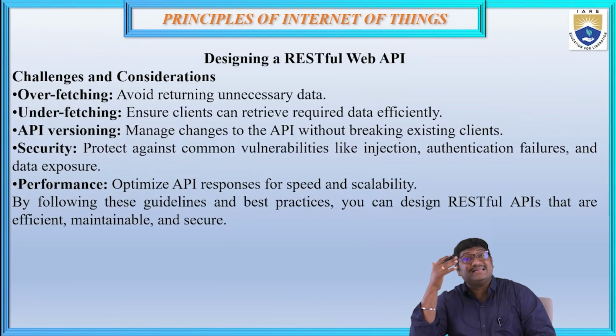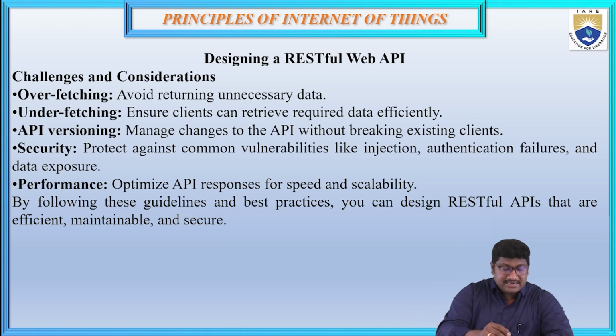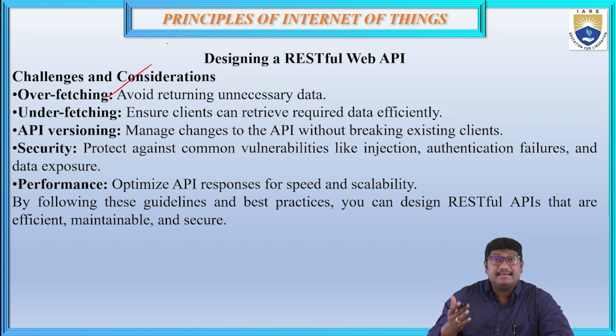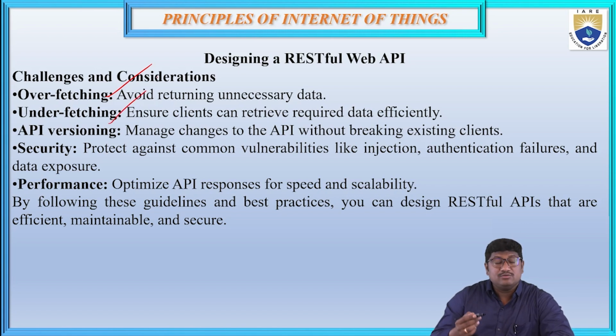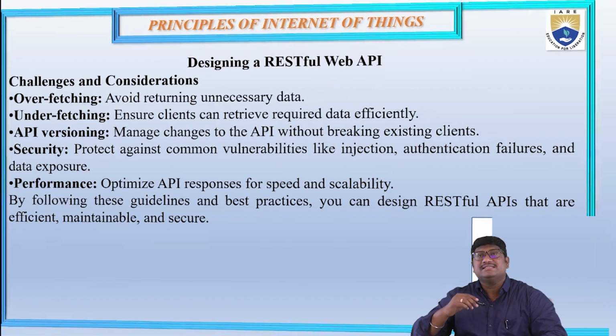What are the challenges and considerations which are faced? Overfetching: avoid returning unnecessary data. Underfetching: ensure the client can retrieve the required data efficiently. API versioning, which manages the API without breaking existing clients. Security, to protect against common vulnerabilities like injection, authentication failures, and data exposure. Performance, which optimizes for scalability.